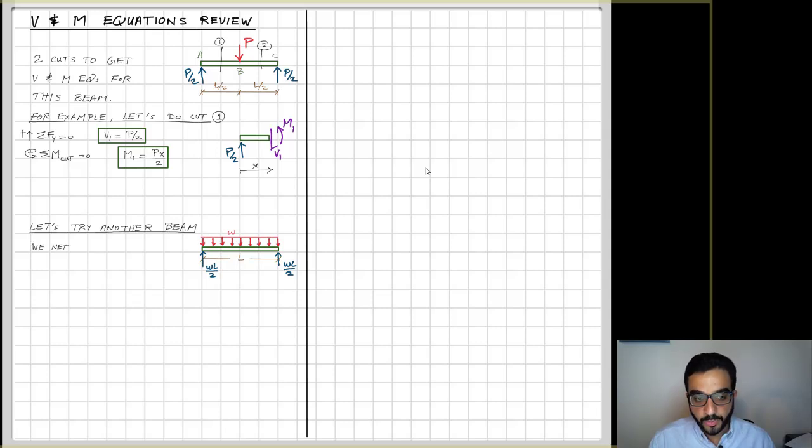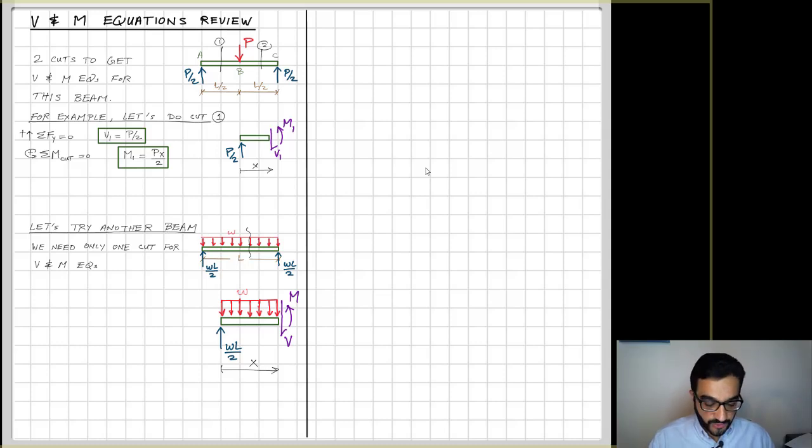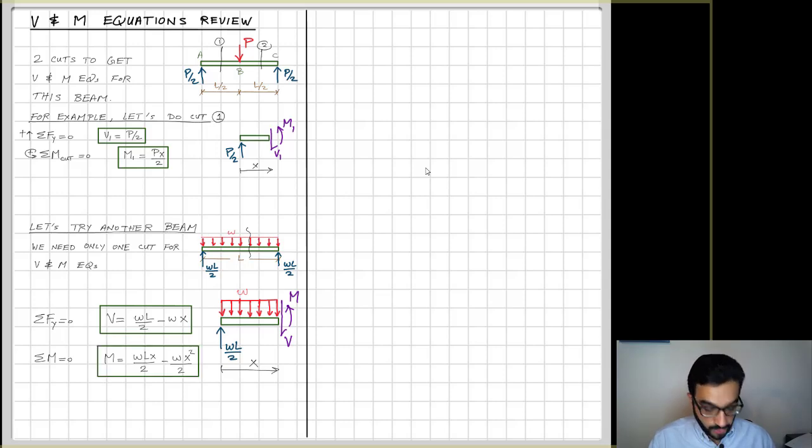So I will need only one cut to develop equations for shear and moment. If I do the cut here at distance x, the free body diagram will look like that. And you can see that I have only M and V, one equation for M, one equation for V. So I'm not representing it by M1 and V1, it's just the M equation and the V equation. We do the sum of forces and the sum of the moments, and I end up with these shear and moment equations that can give you the shear and moment values for any distance x measured from the left of the beam.